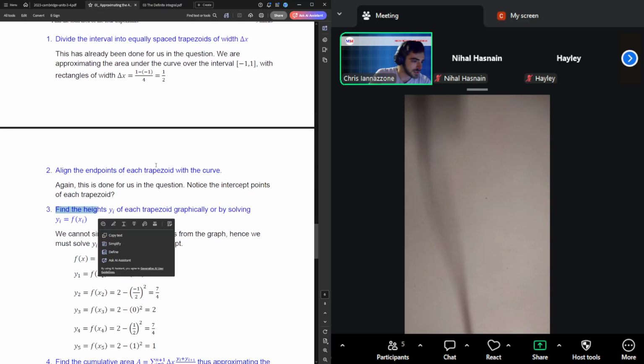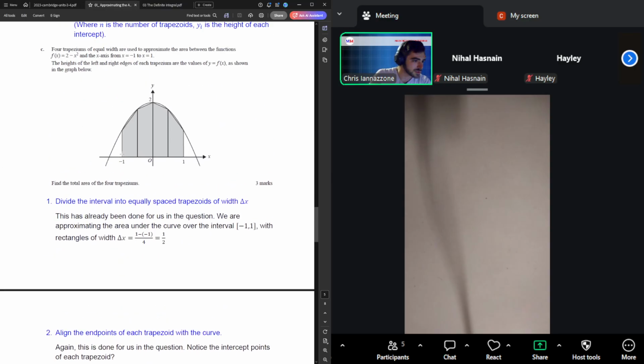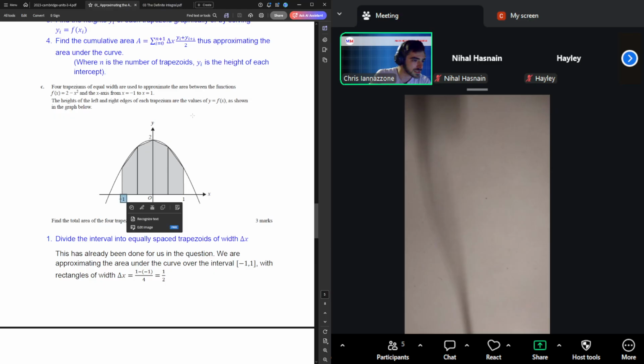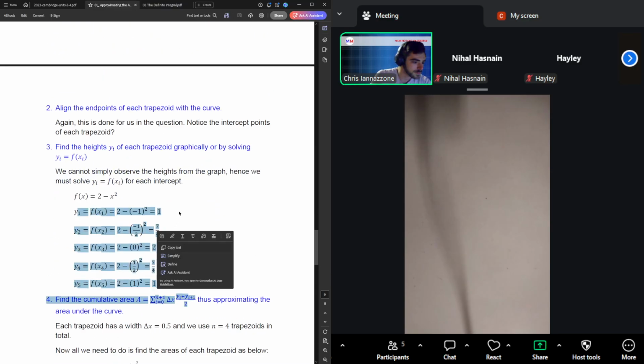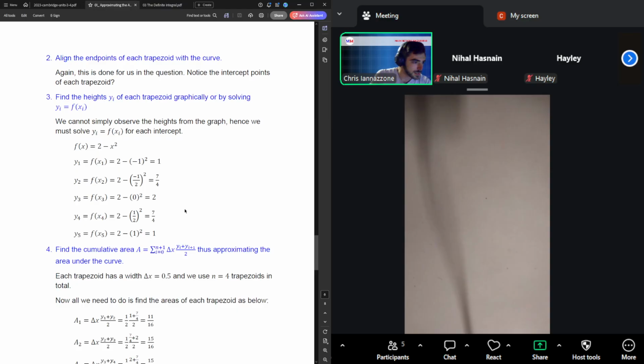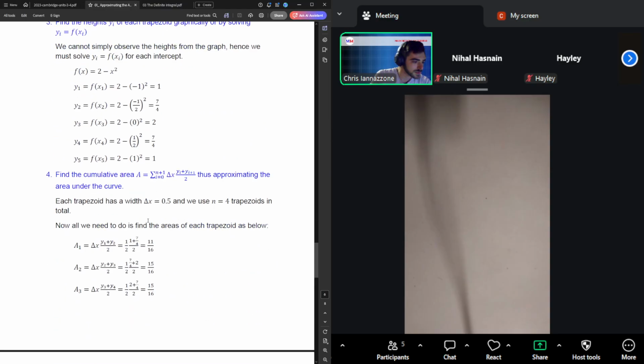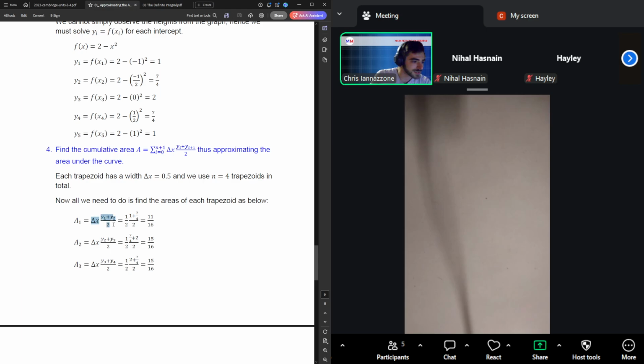From there, again, get the heights using the exact same method. So subbing in x equals -1 into whatever the function is to get the height here. Shoving in x equals -1/2 into the function to get the height there. So on and so forth. Rack them all up, and you have your heights, you have your widths. Just make sure that you're putting that into the trapezium area formula this time.